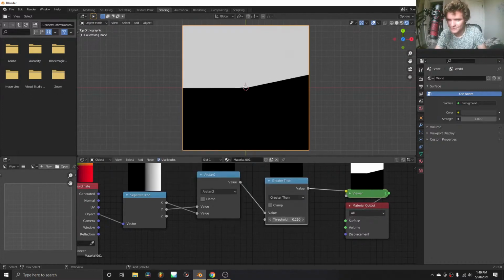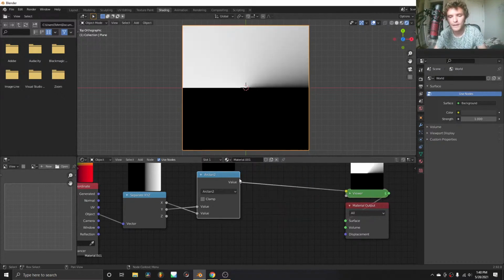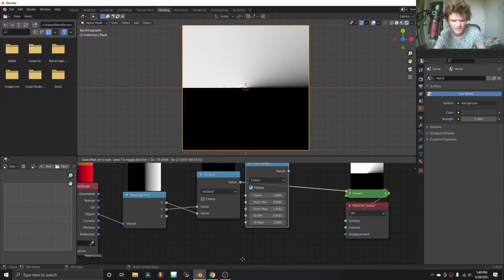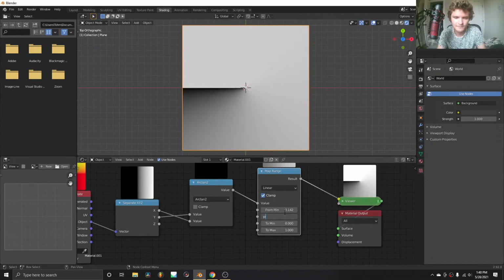The angle is going from 0 to pi, and in the other direction, 0 to negative pi, as you can see. Negative 3.141592653589793... you get the point. It goes from negative pi to pi. We want it to go from 0 to 1 so we can see it all, and so it's easier to deal with. So map range can take an input interval of minus pi to pi and send it to 0 to 1, and there we go.